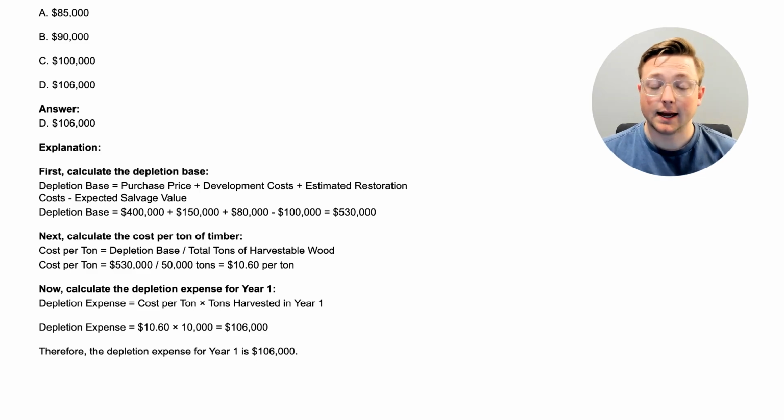All right, here we are at the answer. The answer is D, $106,000 is how much the depletion will be in the first year. So let's walk through this. It's not too difficult, so let's go over it.